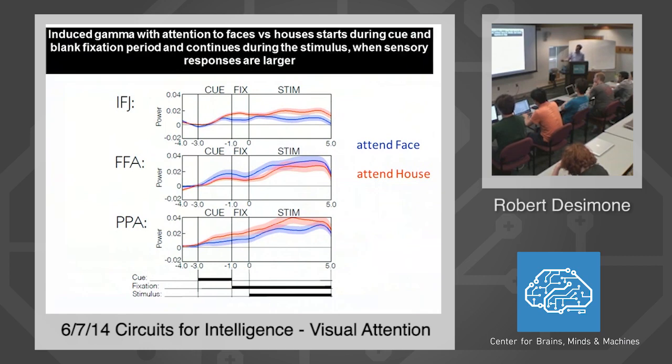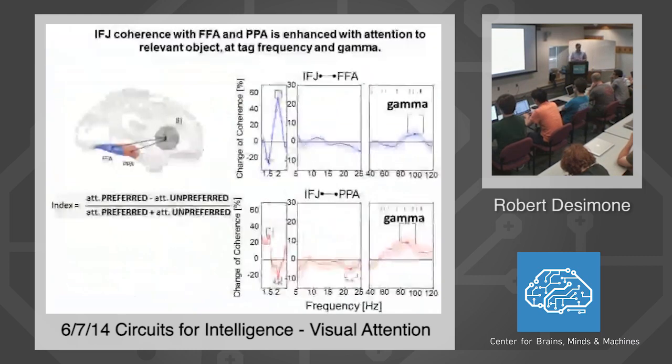Again, the opposite effects in the face and place area. In the IFJ, it shows the same temporal pattern, but it does show more gamma power for attending to houses, and we don't know why that's true, but we speculate it's because it was harder for the subjects to attend to houses. So we think the IFJ is working hard during attention to houses. Again, that's a speculation. Okay, so now let's look at interactions between areas.